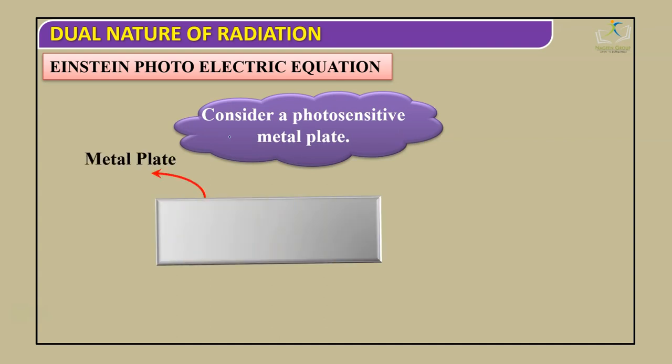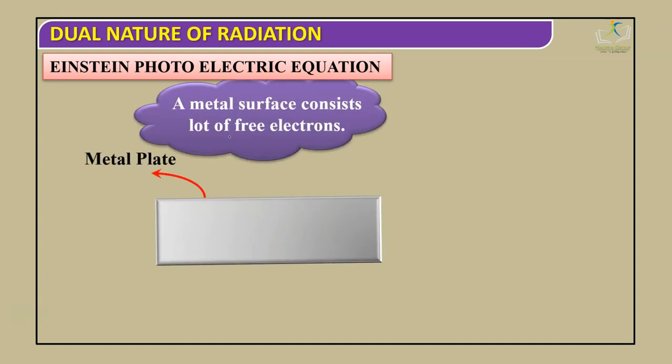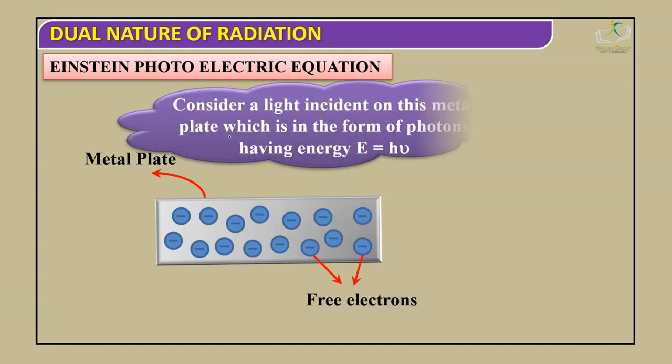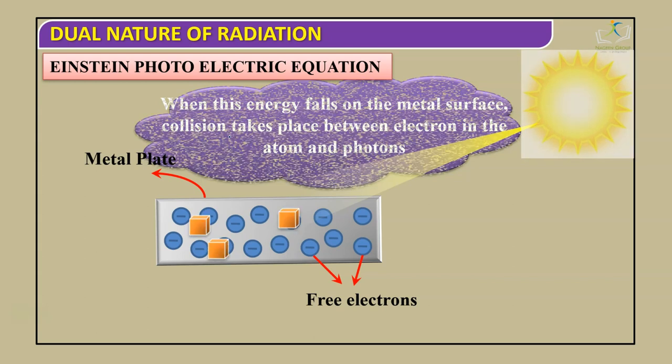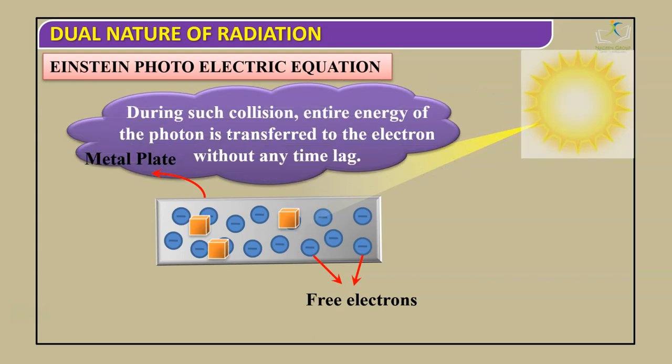Now let us study the Einstein photoelectric equation. Consider a photosensitive plate. The metal surface consists of a number of free electrons. Consider light incident on this metal plate in the form of photons consisting of energy h nu. When this energy falls on the metal surface, collision takes place between the electrons in the atom and the photons. During such collision, the entire energy of the photon is transferred to the electron without any time lag.